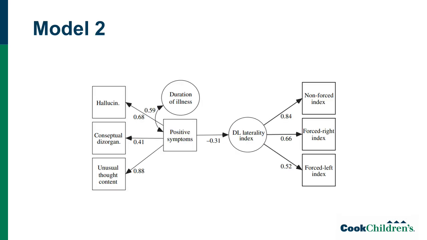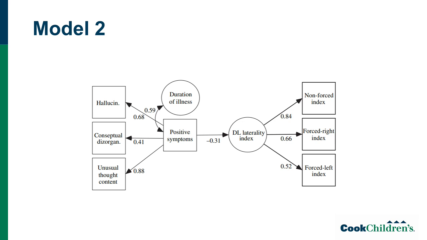So in Model 1A, the one that we were just looking at, both positive symptoms and duration were defined as directly contributing to both dichotic listening components. This yielded an acceptable fit. Next, the contribution of duration on the dichotic listening laterality component was deleted based on a low and non-significant path coefficient. This created a second model, which also showed an acceptable fit.